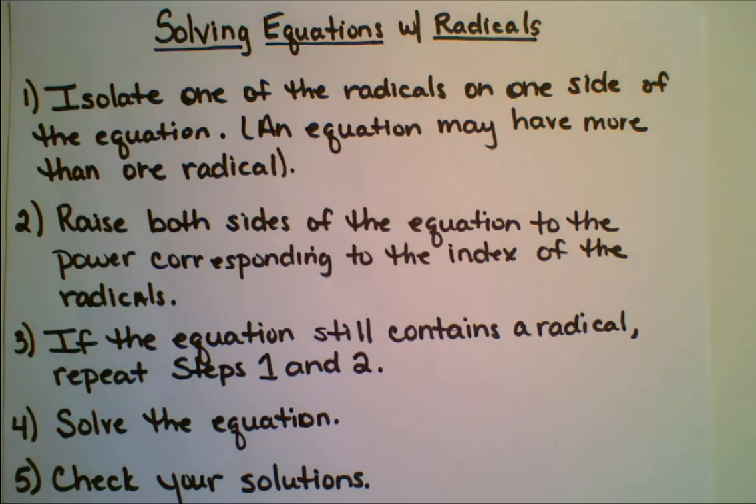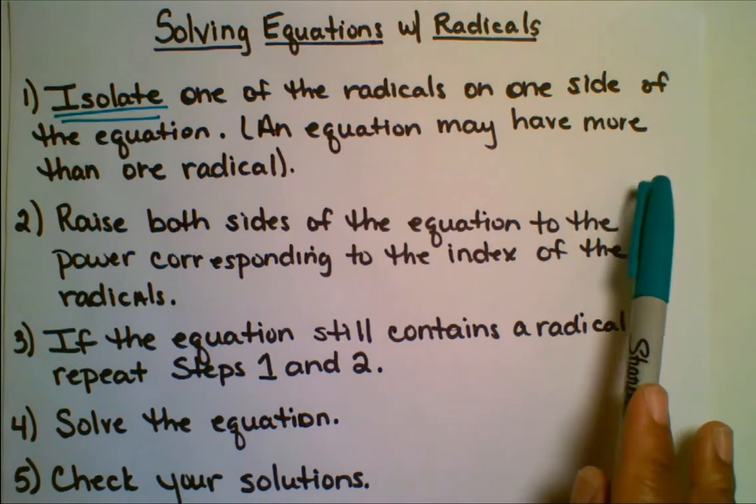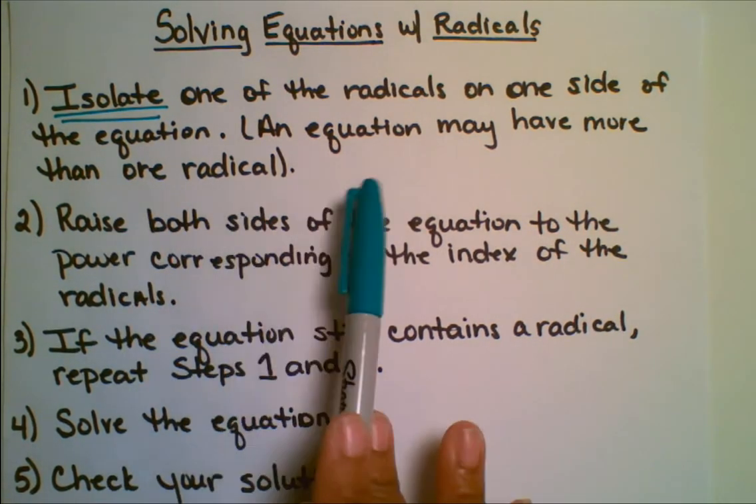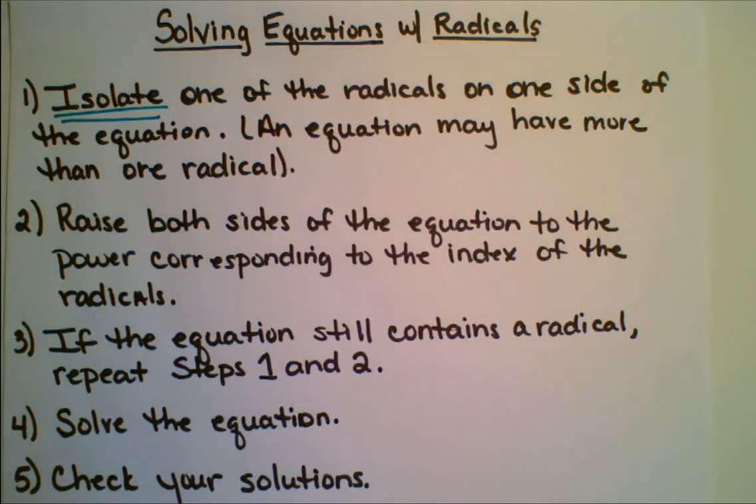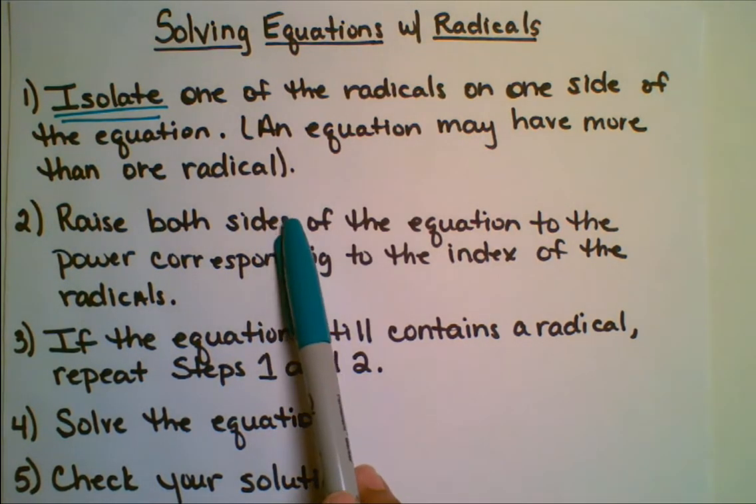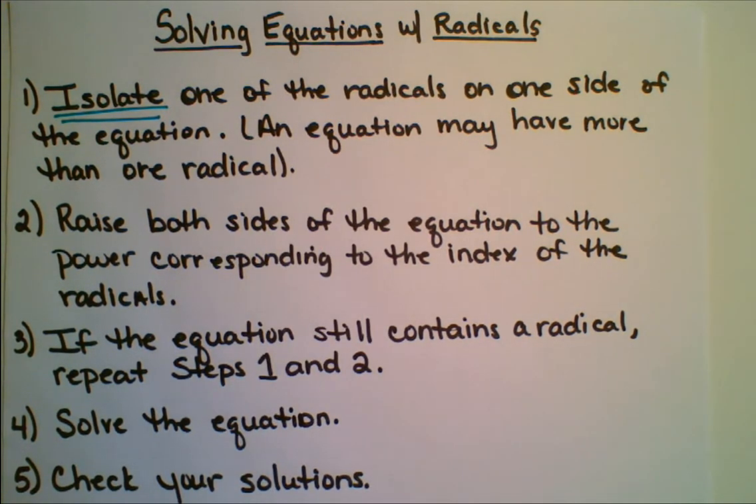So what must we do? Number one, isolate one of the radicals on one side of the equation. This is going to be so key in this section. Isolate means we want the radical by itself on one side. And then it says any equation may have more than one radical. If we come across an equation that has more than one radical, we will attack that question and show you how to solve it.